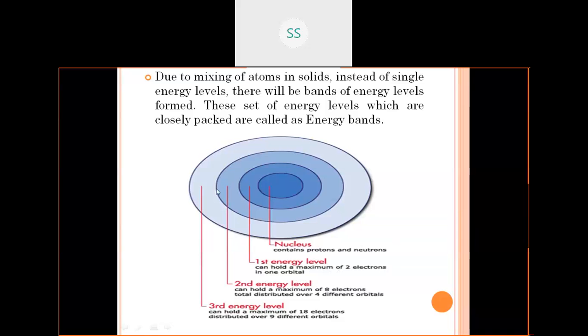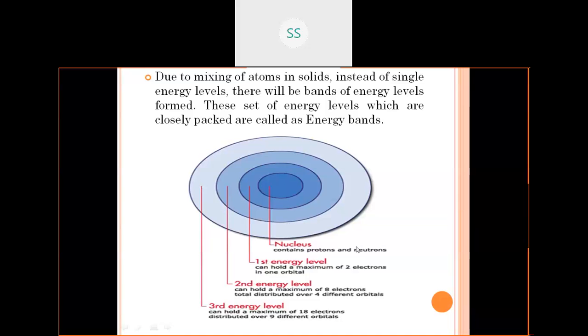Similarly, the next one is the second energy level. It can hold 8 electrons. Similarly, the third energy level can hold a maximum of 18 electrons, distributed over 9 different orbitals. This we will see when we take up the energy band diagrams in detail. So these are the different energy levels.